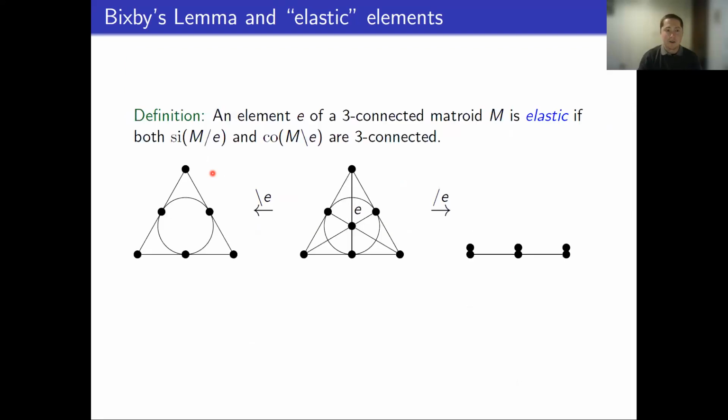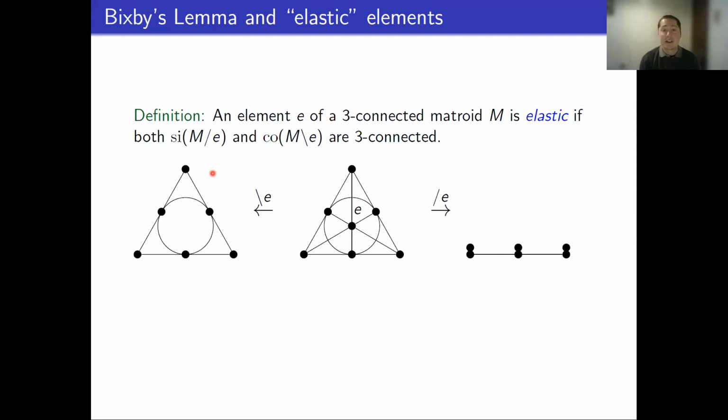So we call an element E of a 3-connected matroid M elastic if both the simplification after contraction of that element and the co-simplification after deletion are 3-connected. So here you've got a little picture of F7, and choosing the central element, or indeed any because of the automorphism group, if we contract, we get a line with parallel elements. So after simplification of that, we would just get U23, which is nice and 3-connected. And in the deletion case, we simply get the rank 3 wheel.